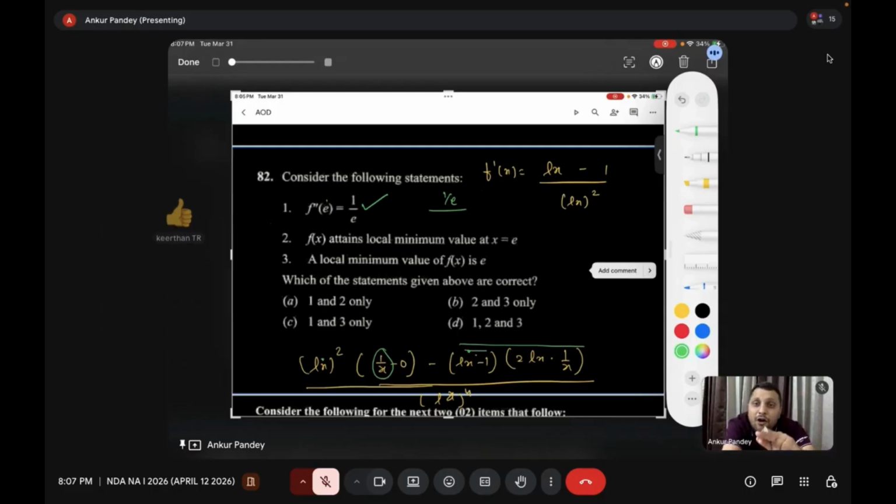It is saying f of x attains local minimum value at x equal to e. So at x equal to e, the second derivative is coming positive or negative? Positive. e is a positive number, right? Means it is the case of minima? Yes, correct.